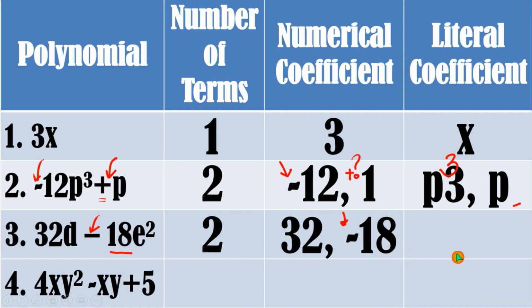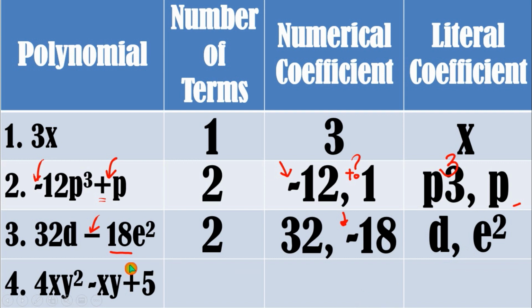And what's our literal coefficient? We have d, of course, and e squared. Okay? Maglalagay tayo ng comma, ha? Why do we have to put a comma? It's because dalawang magkaibang literal coefficient sila, diba? Iba naman si p cube kay p. Iba naman si d kay e squared. So, we have to put a comma always.